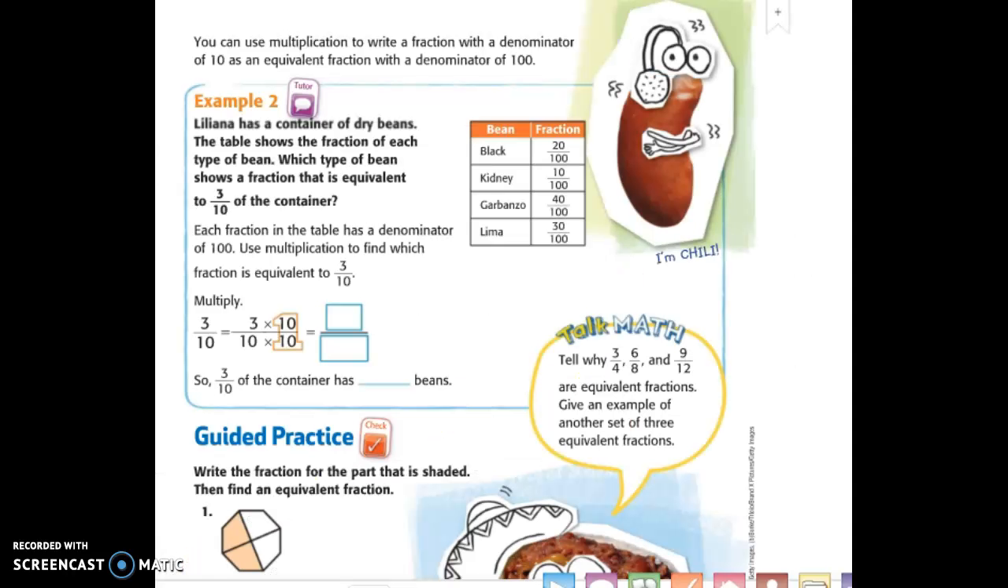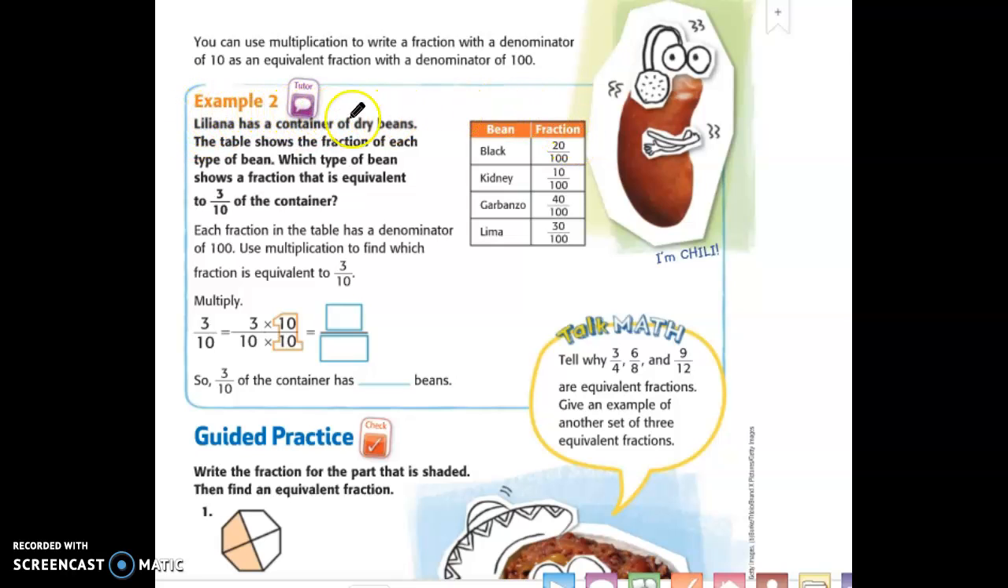Okay. Now on the next page, the example uses just multiplication, but if the multiplication is a struggle for you or you're not clear on it, you can definitely still use the chart or the fraction strips, whichever works for you to get the correct answer. You can use multiplication to write a fraction with a denominator of 10 as an equivalent fraction with a denominator of 100. Okay, so they've got their charts that have the denominator of 100, but they're telling you you can make it also a fraction of 10 as long as the numerator is a multiple as well.